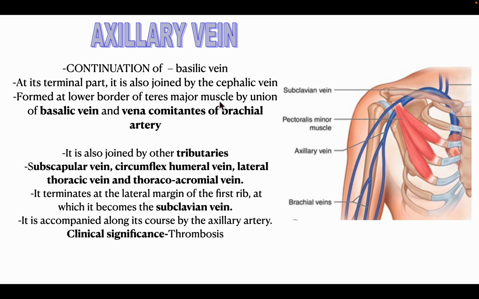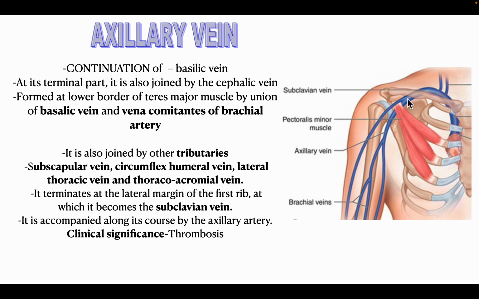Let's know about the axillary vein, which is present in the axilla. It is a continuation of the basilic vein, and at its terminal part it is also joined by the cephalic vein. You can see here in the diagram, this is known as the cephalic vein, which passes through the deltopectoral groove, pierces the clavipectoral fascia, and finally opens into the axillary vein.